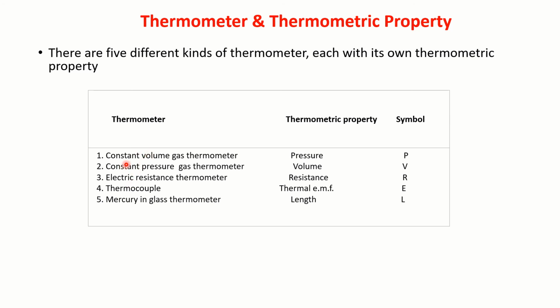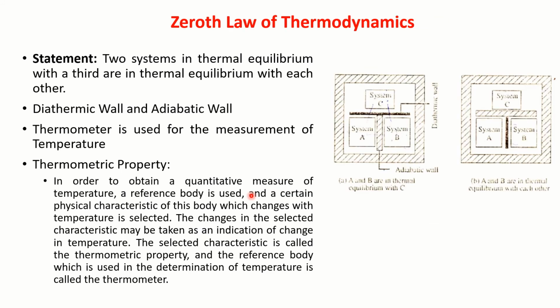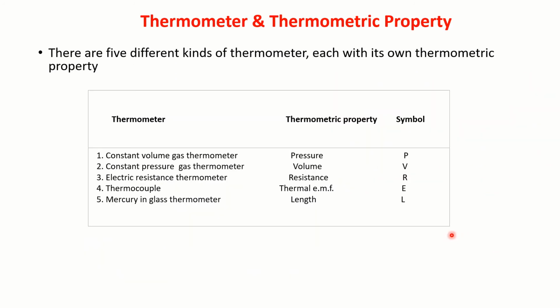So I hope you understood the meaning of thermometric property. Thermometric property, as I mentioned, is a physical characteristic of the body which changes when heat flows into it or out of it, and the change in that characteristic can be used for the measurement of temperature.